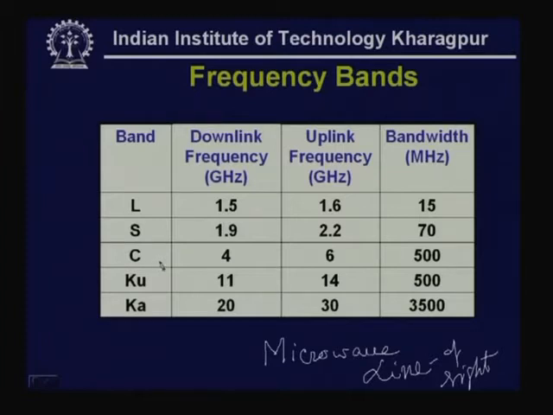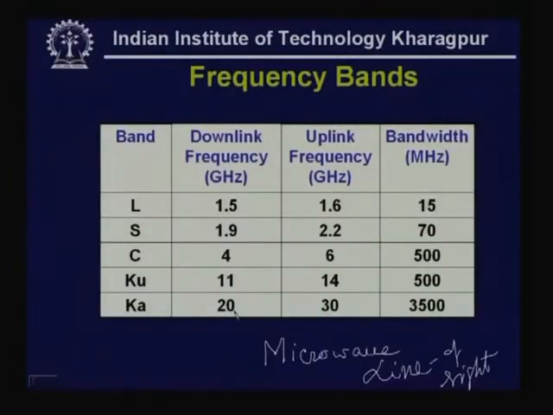And C band, which is very popular and widely used in geostationary satellites, is 4 gigahertz and 6 gigahertz: 4 gigahertz is downlink and 6 gigahertz is uplink. Then these bands are gradually becoming congested, and presently Q band is widely used, with a downlink frequency of 11 gigahertz and an uplink frequency of 14 gigahertz, around that. Once the Q band gets exhausted, we have to go for Ka band, in the range of 20 gigahertz for downlink and 30 gigahertz for uplink, which can give very high bandwidth, 3500 megahertz. In all cases it is line of sight communication in the microwave frequency range.